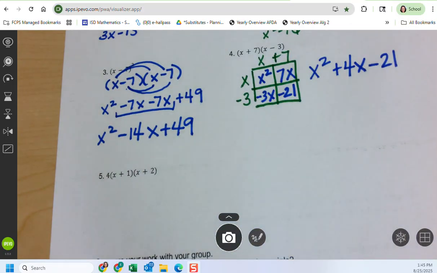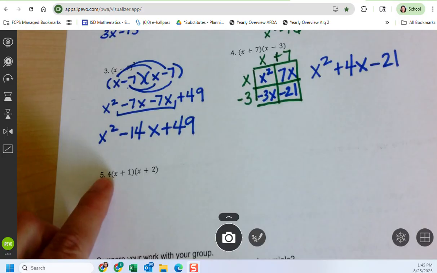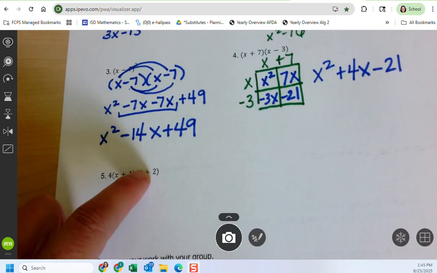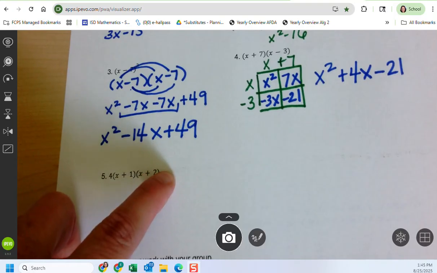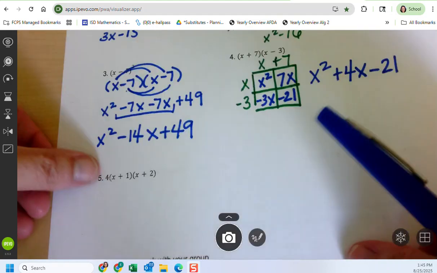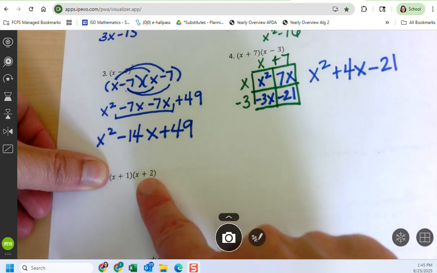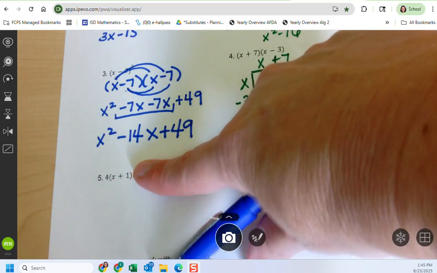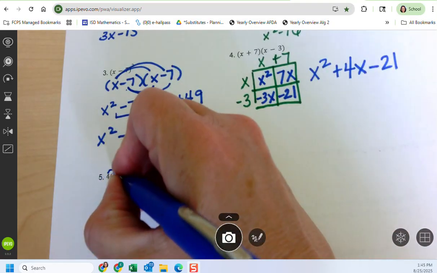The one thing you want to avoid is when you have the 4 here, you cannot distribute it to both the x plus 1 and the x plus 2, because then you're actually multiplying by 4 twice. 4 times 4 is 16. So instead of multiplying by 4, you multiply by 16. So you can multiply these two first, completely fine, or you can distribute the 4 to one thing first. So I'll show you that one, because that's what a lot of you did.